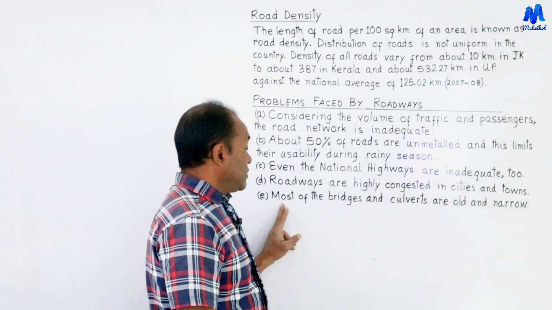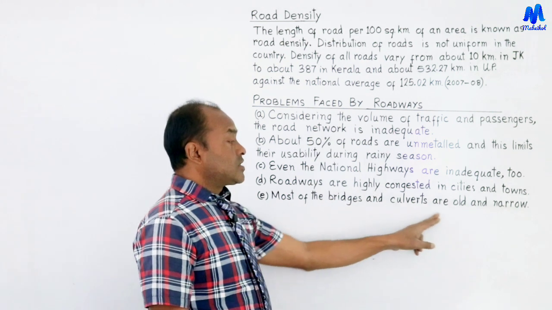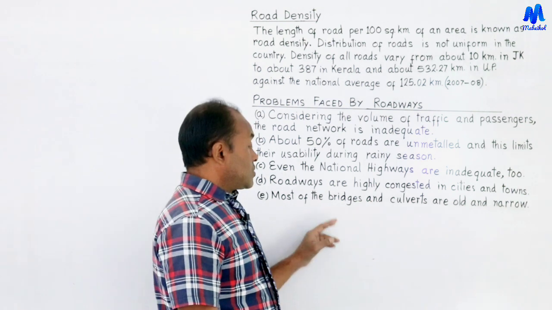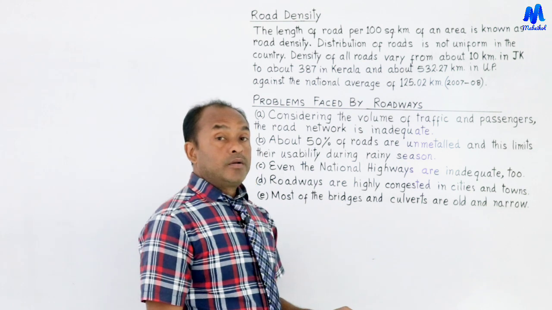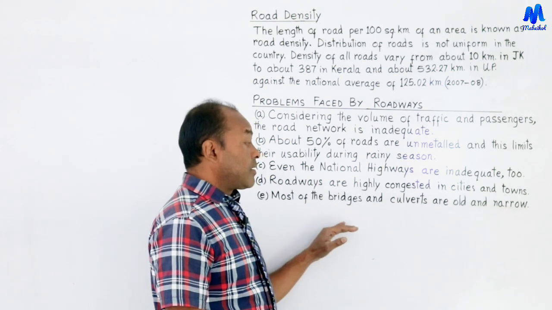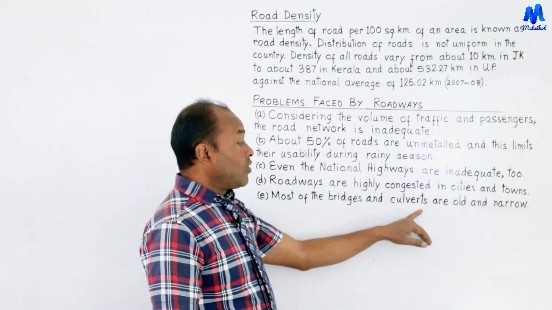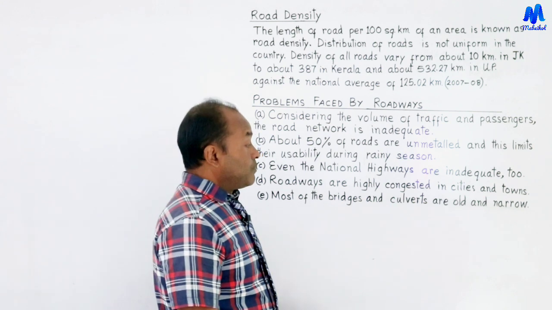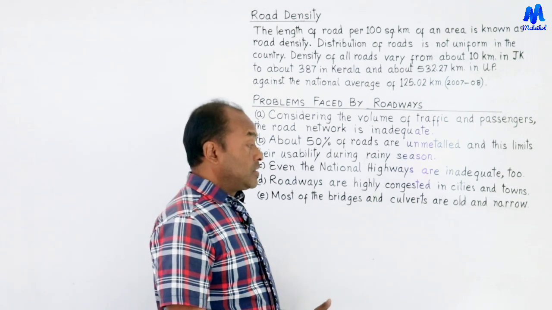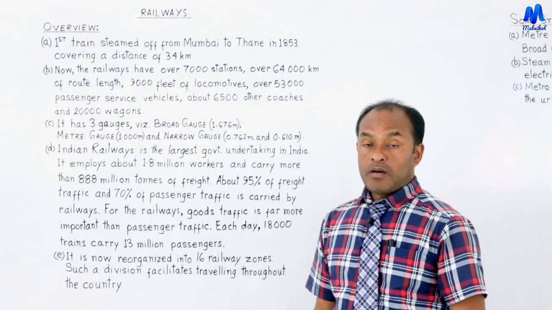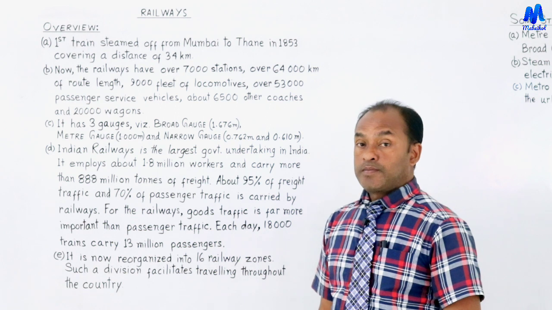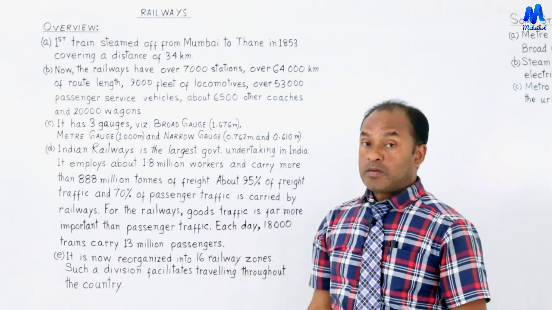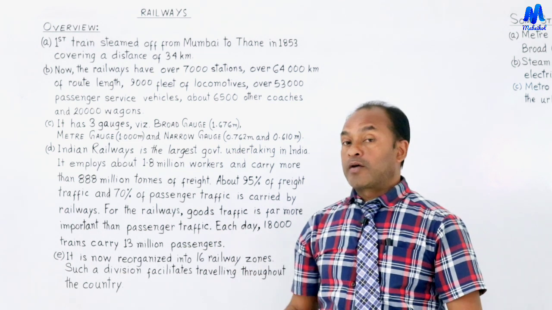And again, in the last point, most of the bridges and culverts are old and narrow. Most of the bridges require new construction, and even the culverts are old and too narrow. So that's why most of the vehicles cannot pass through properly. So among the land transport, we have finished roadways. Now we are going to discuss railways. First of all, we'll be starting with the overview.